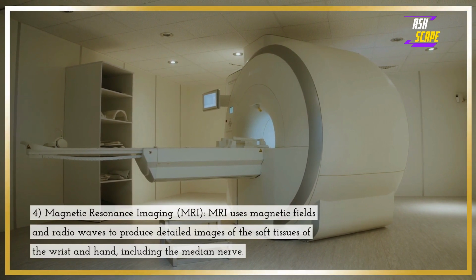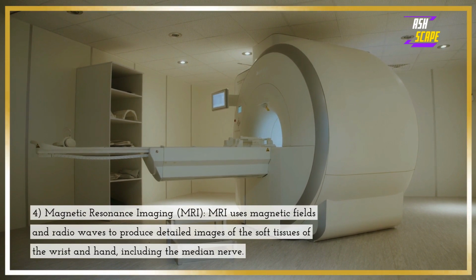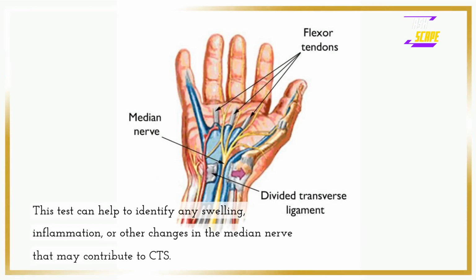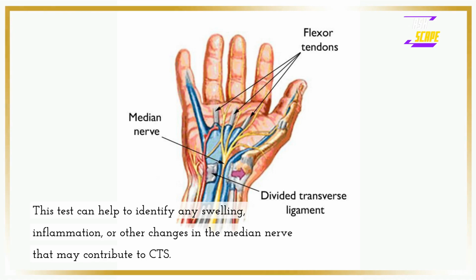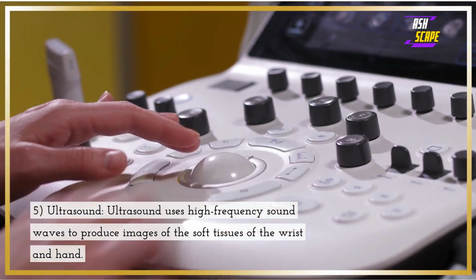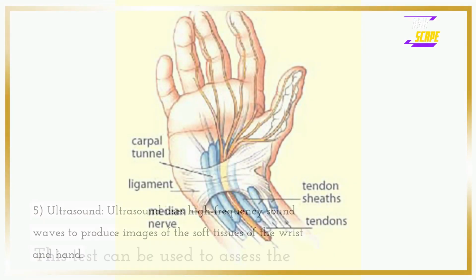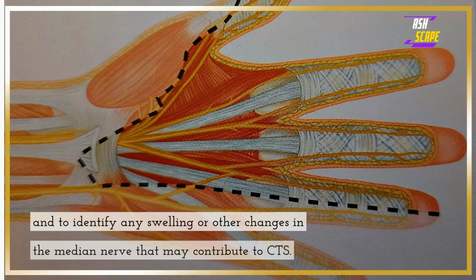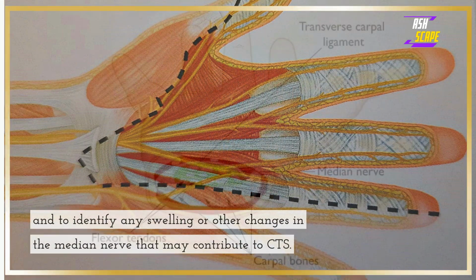4. Magnetic resonance imaging, MRI. MRI uses magnetic fields and radio waves to produce detailed images of the soft tissues of the wrist and hand, including the median nerve. This test can help to identify any swelling, inflammation, or other changes in the median nerve that may contribute to CTS. 5. Ultrasound. Ultrasound uses high-frequency sound waves to produce images of the soft tissues of the wrist and hand. This test can be used to assess the size and shape of the carpal tunnel and to identify any swelling or other changes in the median nerve that may contribute to CTS.